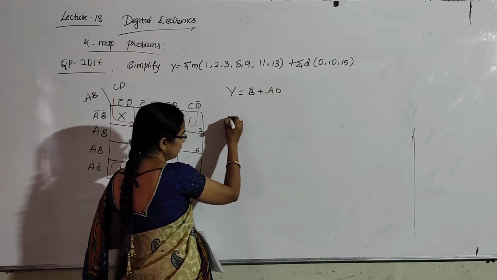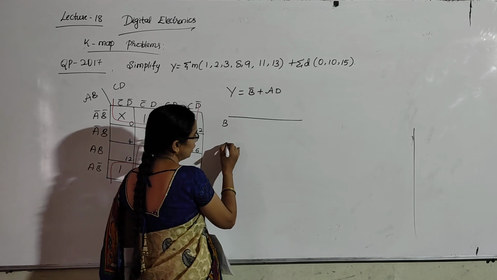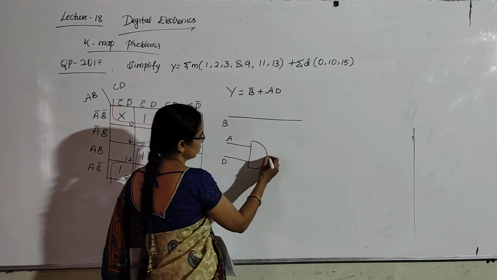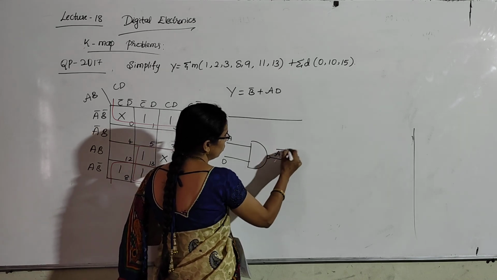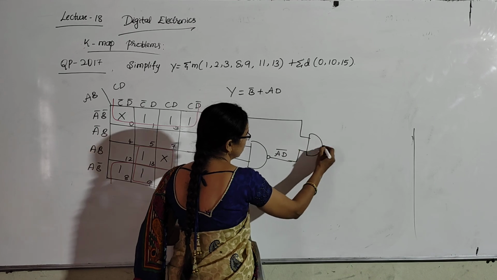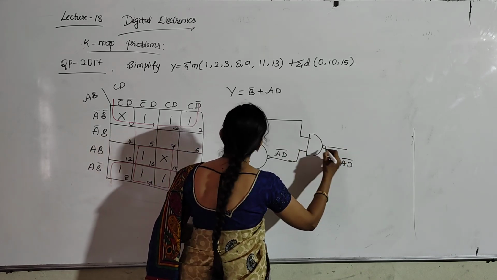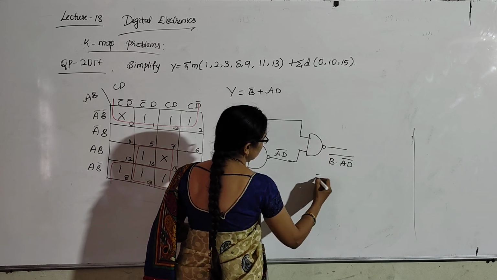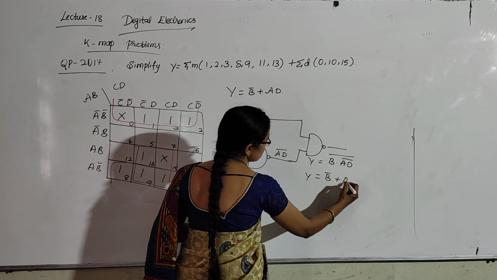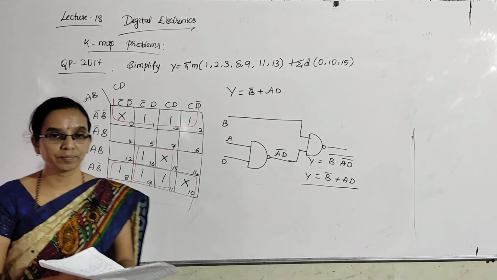So directly I will take B bar, AD also I will take directly, AD whole bar, it is B bar dot AD whole bar. If I simplify using De Morgan's theorem, B bar plus AD double bar, it will be B bar plus AD.